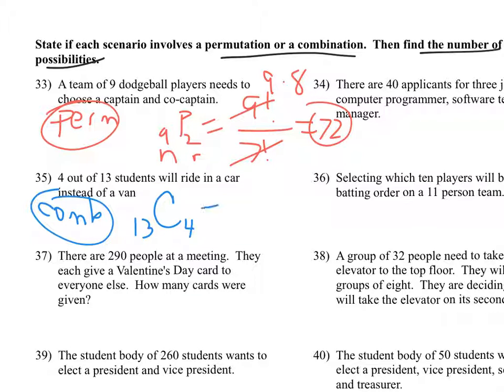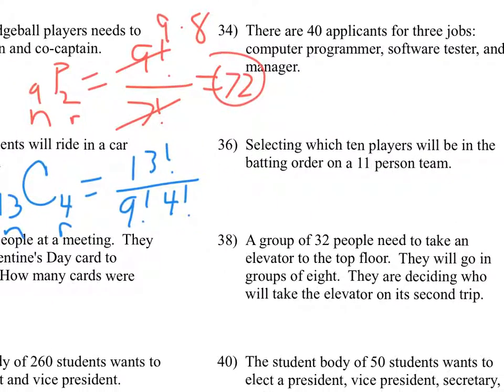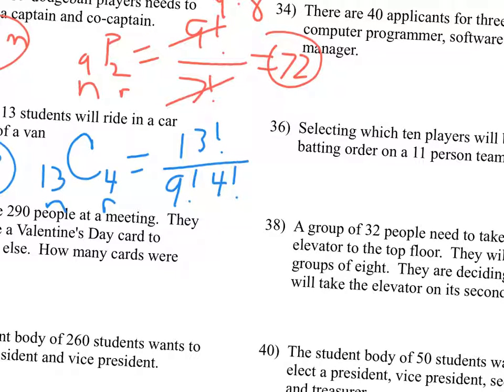Now if you think back to the combination formula, that is 13 factorial all over, I do my n minus r, so 13 minus 4 would be 9 factorial. And then I need another r factorial down there in combination, so it'd be 4 factorial. And if you think about simplifying this, we'll come down, so this 9 factorial will cancel and leave me basically with 13 times 12 times 11 times 10 on the top. And then I have 4 factorial, which is 4 times 3 times 2 times 1 on the bottom.